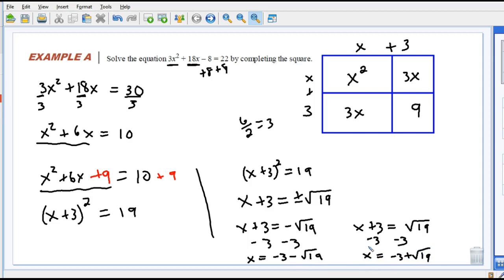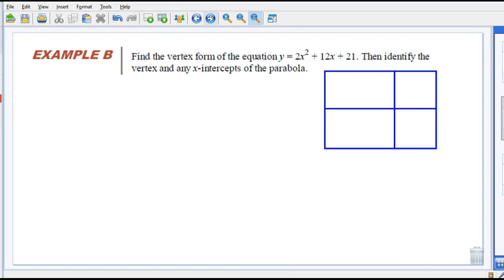And those are going to be my 2 answers. Alright? And that's what it says, solve the equation. Good. So now let's do example B. Find the vertex form of this equation. Then identify the vertex and any x-intercepts of the parabola.